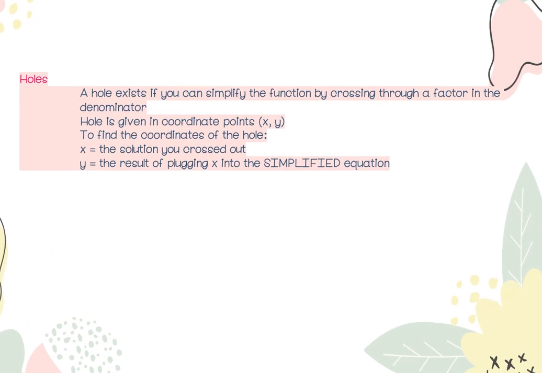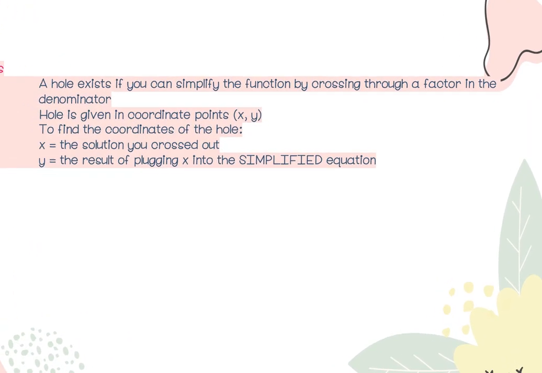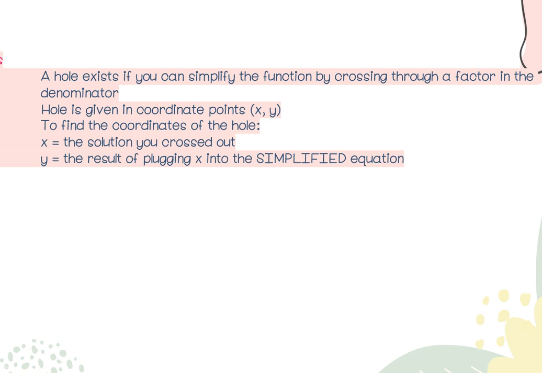The last thing is a hole. A hole occurs on your graph if you can simplify the function by crossing through a factor in the numerator and the denominator.